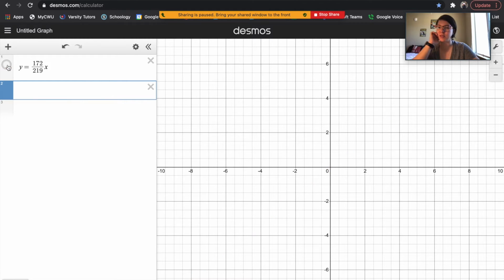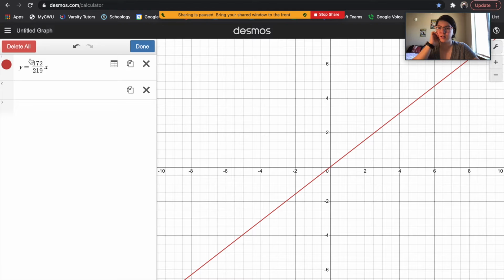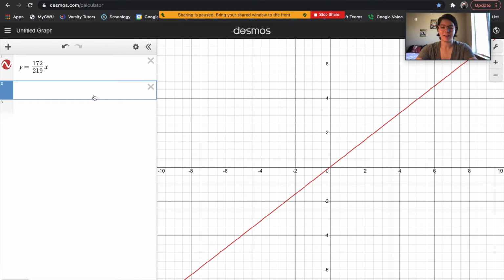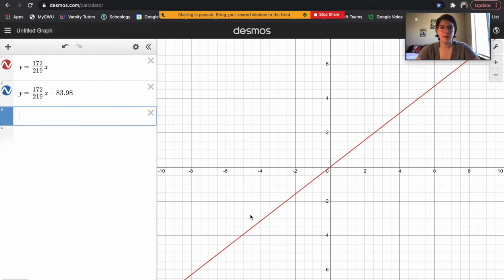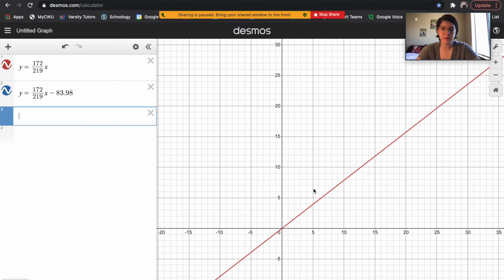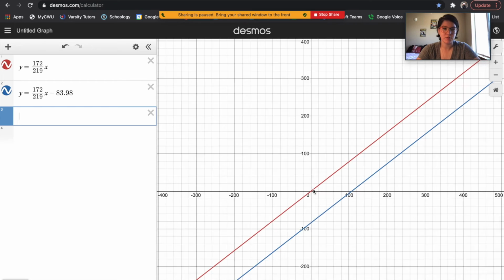So maybe I'll change this color. Oh, you know what? It's too much work. Let's just pretend that's green. Okay. And y is equal to, this is for our purple line, 172 divided by 219, x minus 83.98. And so we'll zoom out, see if we can find our blue line somewhere. There she is.